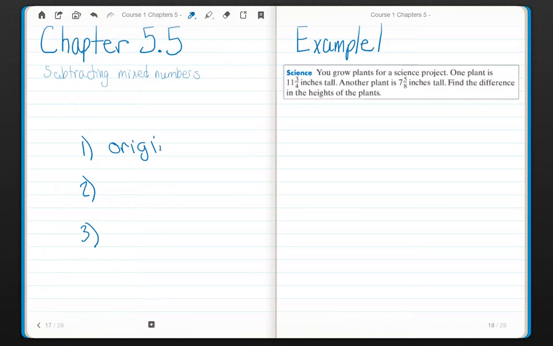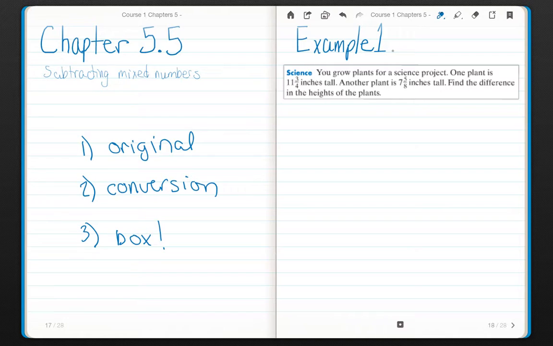Okay, you've got to show your work. Original problem, conversion to common denominators, and box that answer. All right, let's get started. Example number 1.